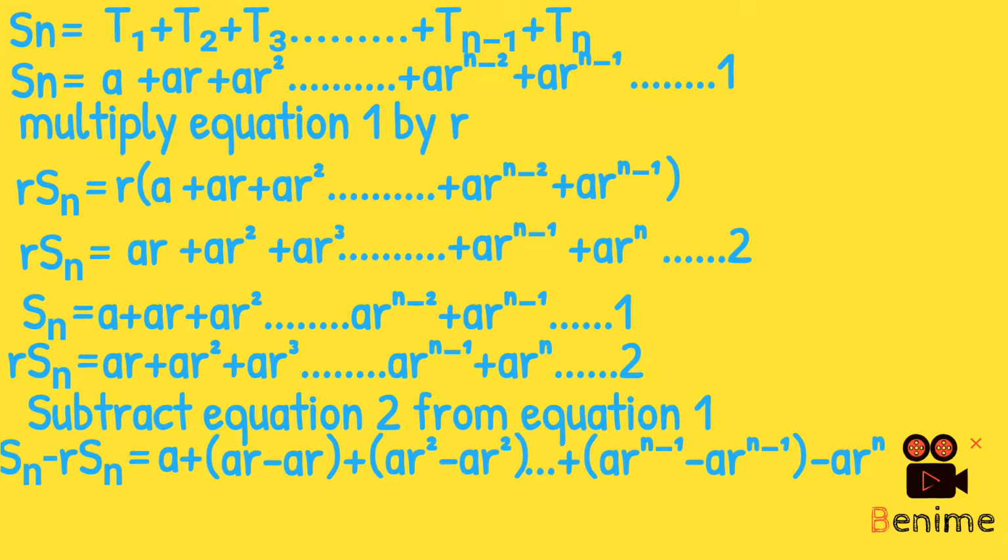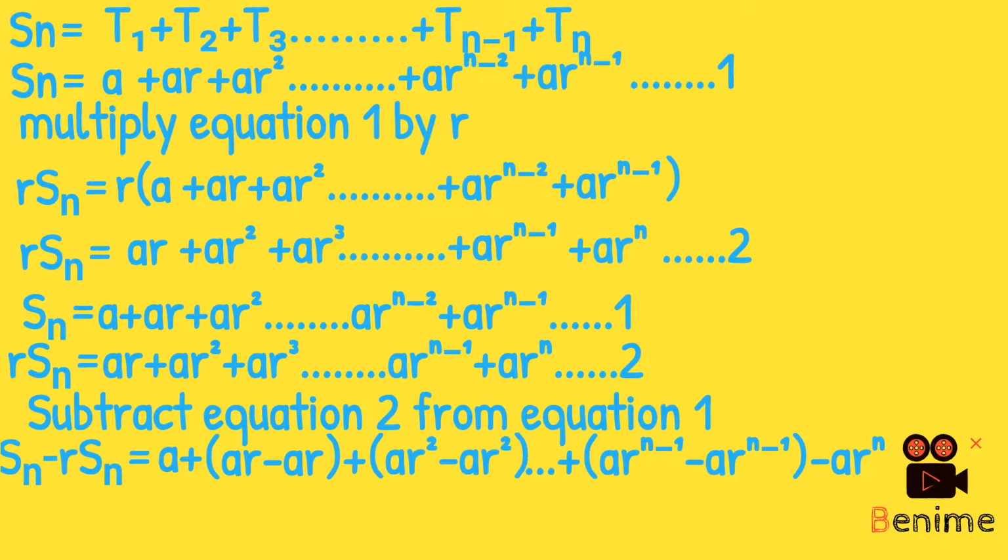Sn minus rSn is equal to a plus open bracket ar minus ar close bracket plus open bracket ar squared minus ar squared close bracket, and so on until you get to plus open bracket ar raised to the power of n minus 1 minus ar raised to the power of n minus 1 close bracket, minus ar raised to the power of n.